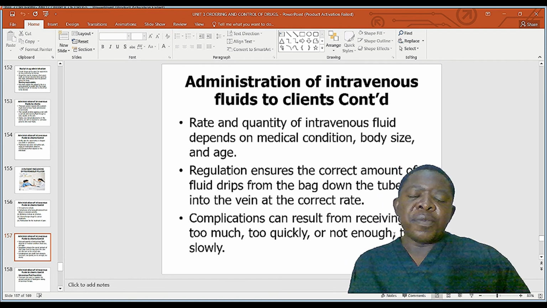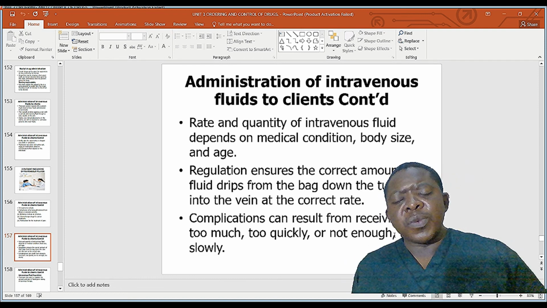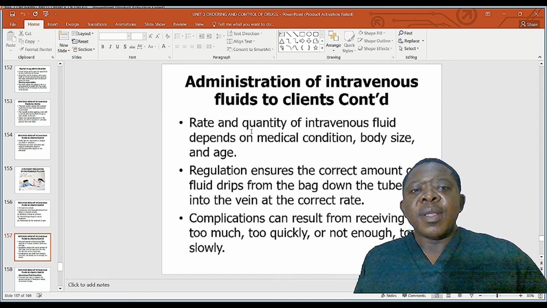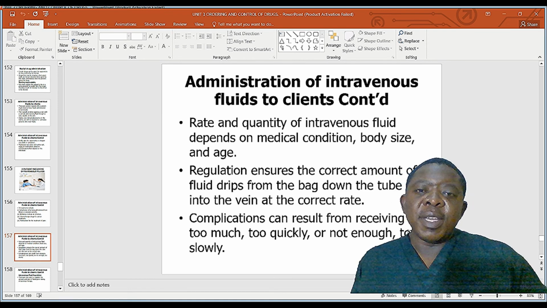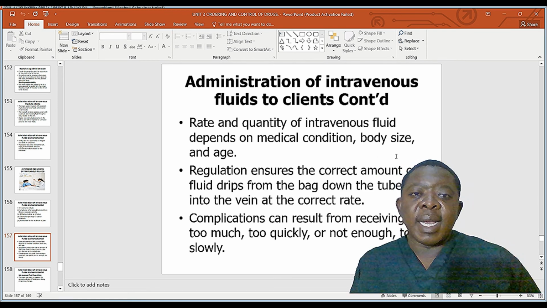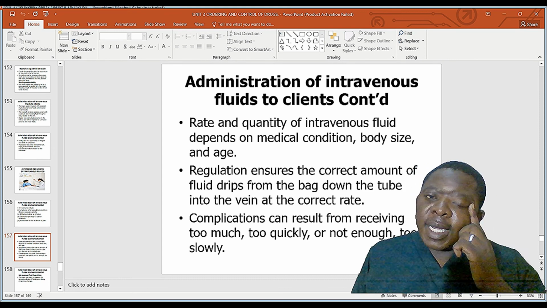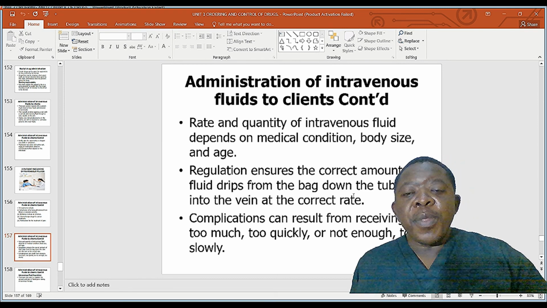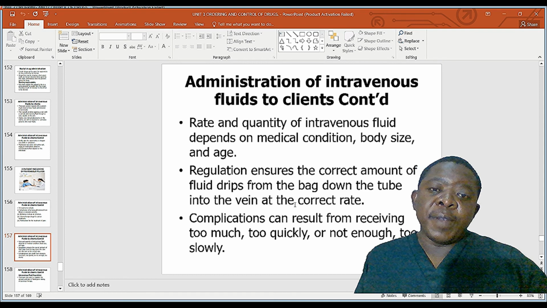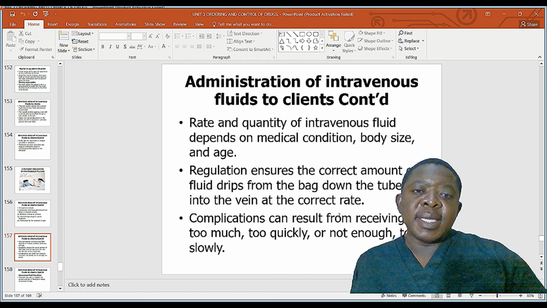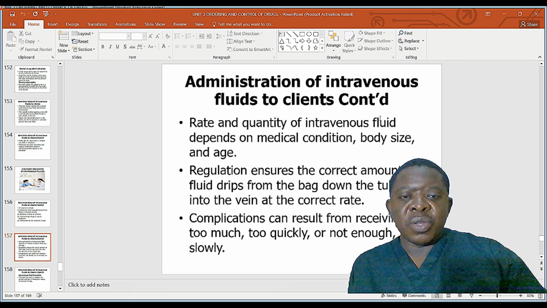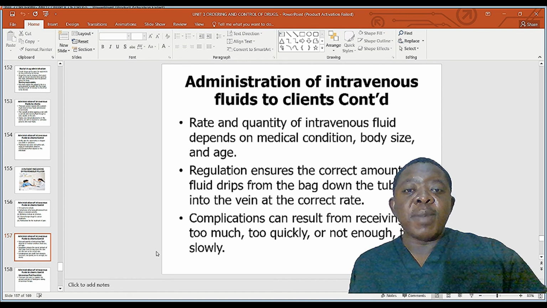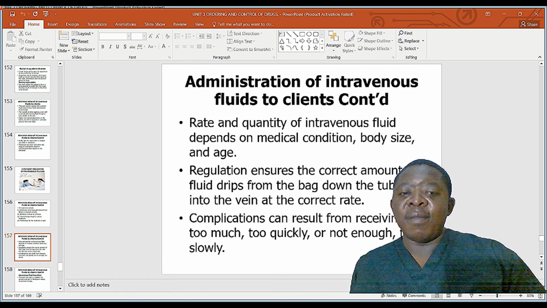And when you talk of aminophylline in management of asthma, you find that you may need to put in a fluid. Okay, so the rate and quantity of intravenous fluid may depend on medical condition, body size, and age. Regulation ensures the correct amount of fluid drips from the bag down the tube into the vein at the correct rate. We have already done the calculation for administration of IV fluid. You can always refer to that. Complications can result from receiving too much, too quickly, or not enough, too slowly.